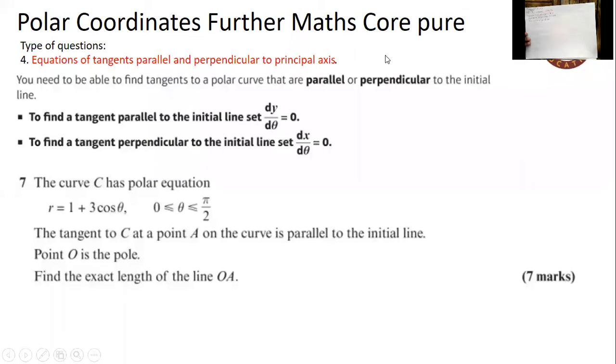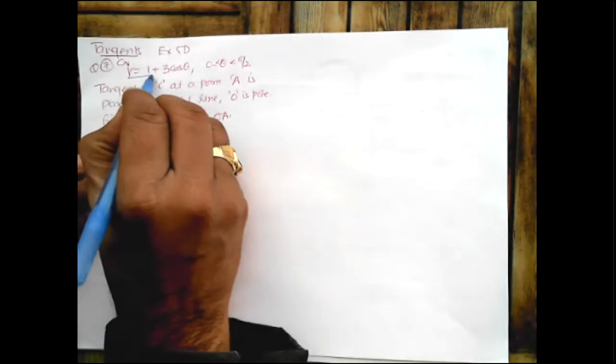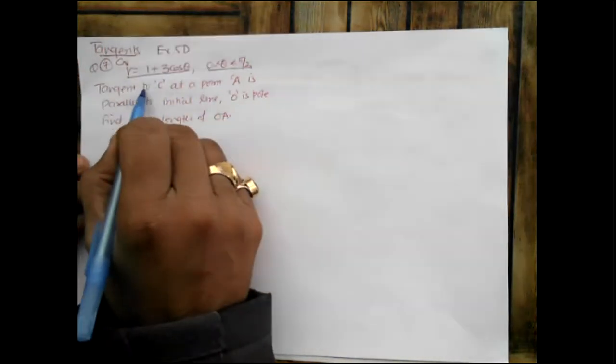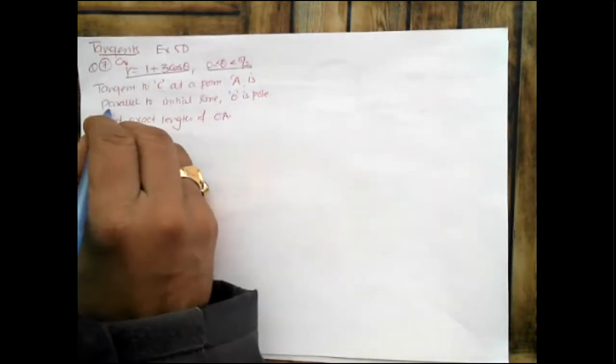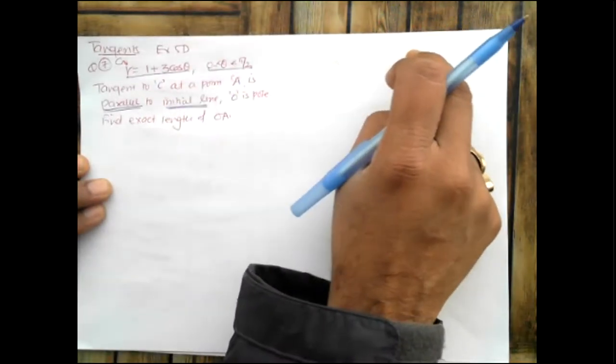So this is question number 7, as you can see on the slide. Have a look at this question. Write that down into your paper or book, and we work on it together. All right, guys, the question is r equals 1 plus 3 cos theta, and theta lies between 0 and pi by 2. And we're going to work out the tangents to C at a point A, which is parallel to the initial line this time.